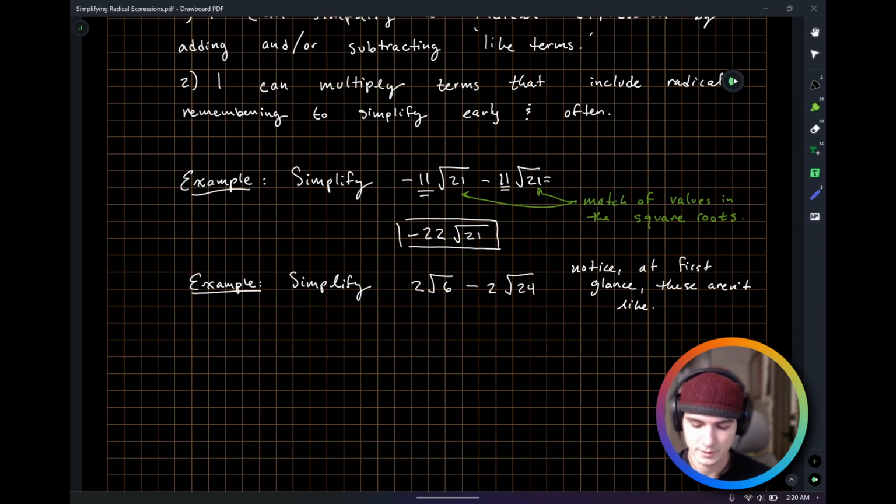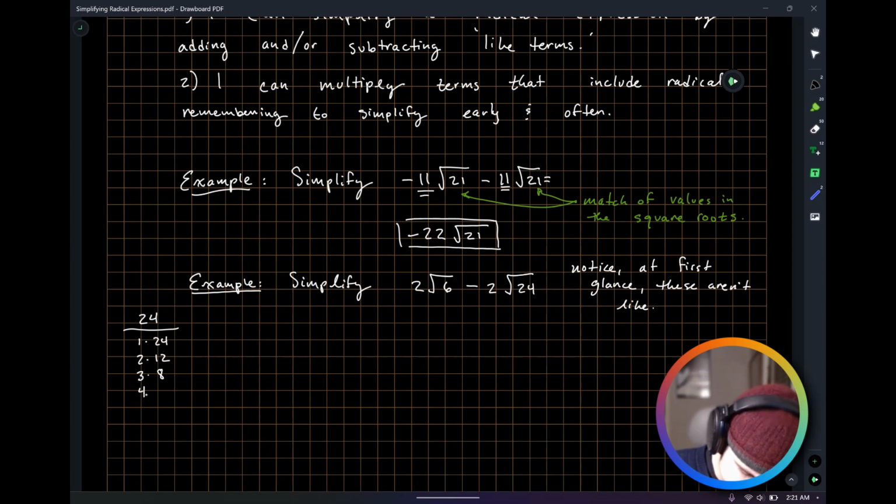But if you learned anything from the last lesson on simplifying radicals, perhaps you've done an example like 24, and you're now curious, is there a perfect square factor of 24? Well, let's start looking at factors of 24. 1 times 24, neither perfect squares. 2 times 12. No. 3 times 8. 4 times 6. 5, that's it. Oh, well, there it is. 4 is a perfect square.